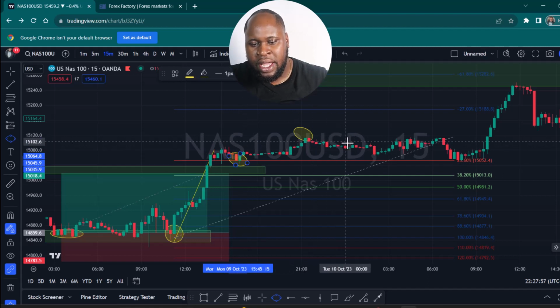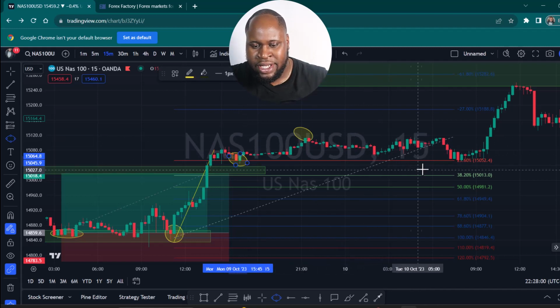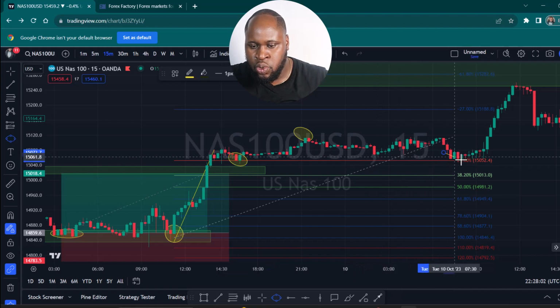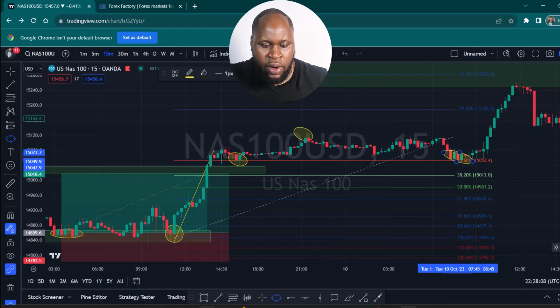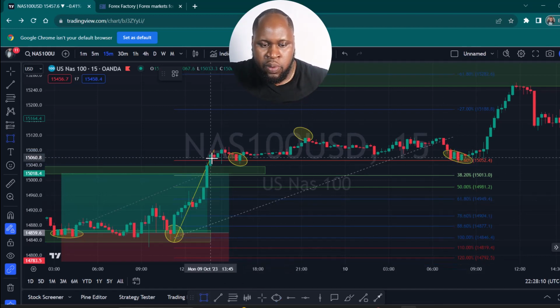But what did it do? It came right back towards the 23.6 area, right? Especially towards the very end of this correction, it came right back to the 23.6 area and found this area of what? This area of support.